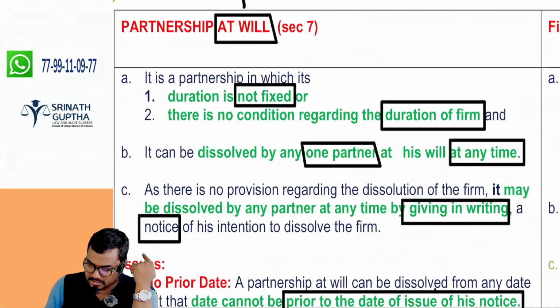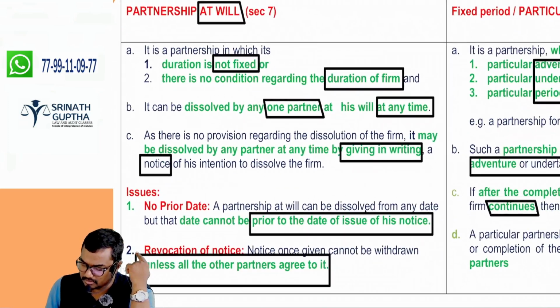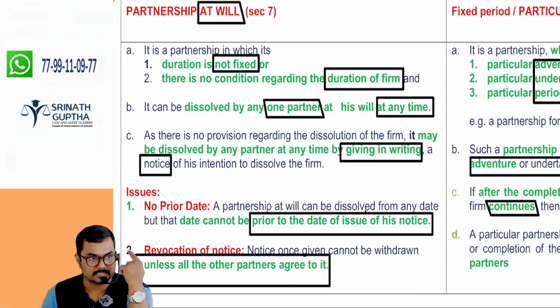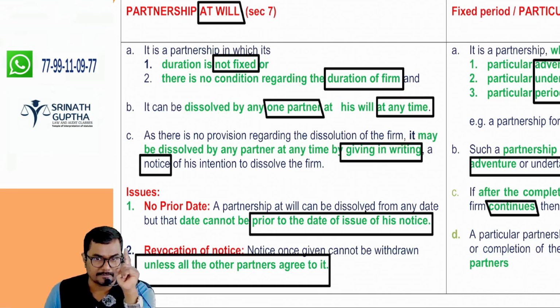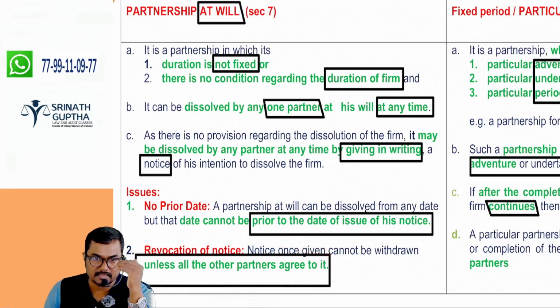So it is a partnership where duration is not fixed. It can be dissolved by any partner at any time by giving notice in writing to all other partners. But once notice is given, it cannot be withdrawn unless it is agreed by all the partners. We can dissolve the partnership from tomorrow, but not from yesterday. Only prospective effect, but not retrospective effect.